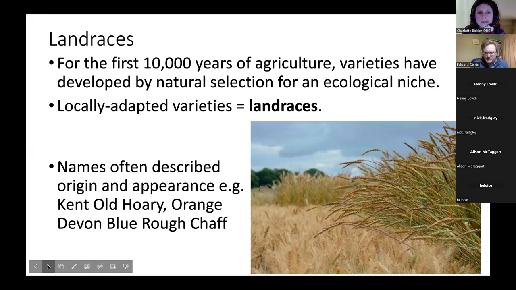So that's what got me started in plant breeding: trying to fill the gap in that we didn't have any decent naked barley varieties. But through that I also got interested in wheat. What we've got here is a landrace wheat, Orange Devon Blue Rough Chaff. This is one of the forgotten landraces, or certainly they were forgotten until the work of John Letts and Andy Forbes. You heard mentioned in the previous presentation about Maris Widgeon.